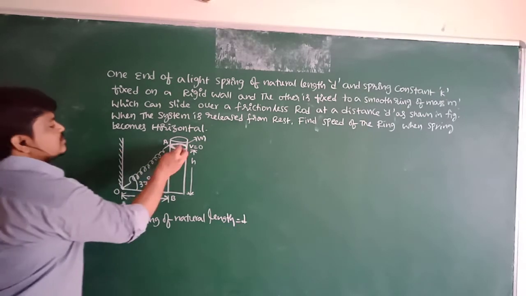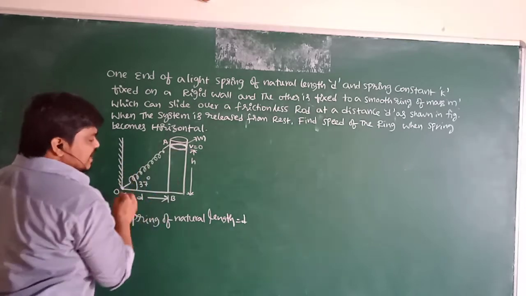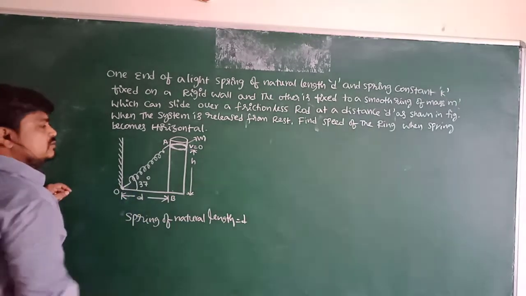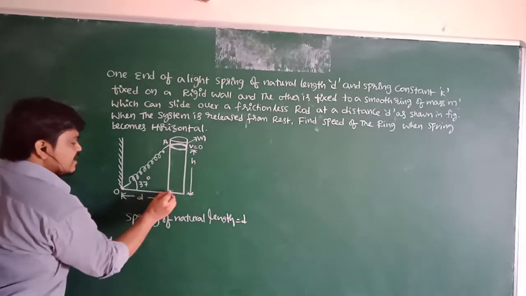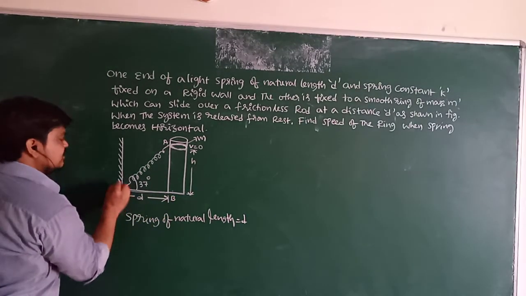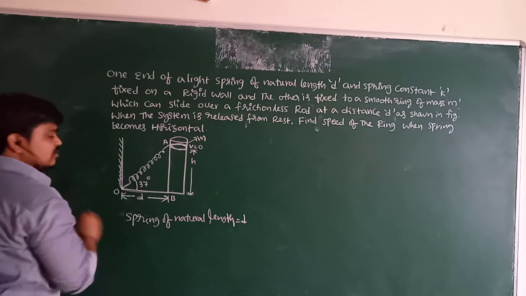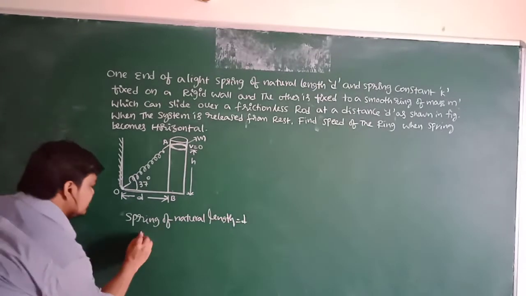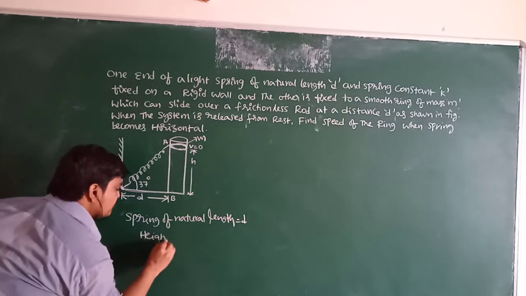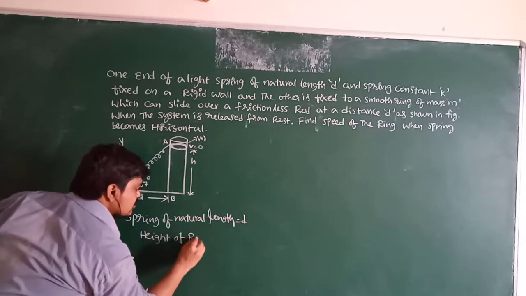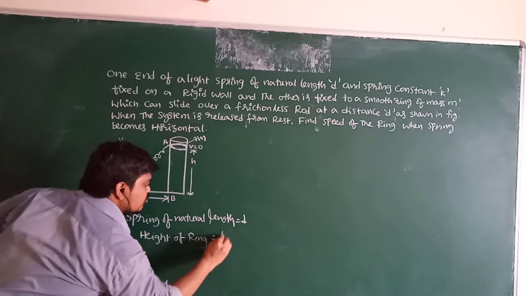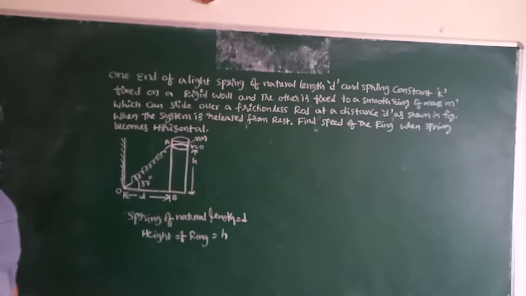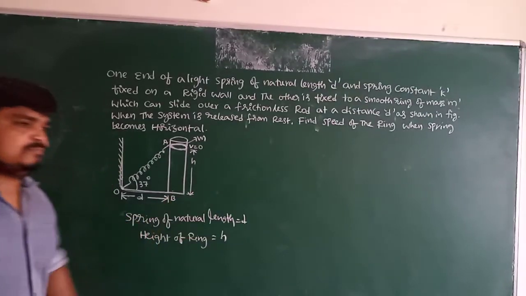Also the ring is arranged at a height h from the bottom of the rod. Here the rod is located at a distance d from the rigid wall. So here the height of the ring is equal to h, and we have to find the height of the ring in terms of the known quantity d.